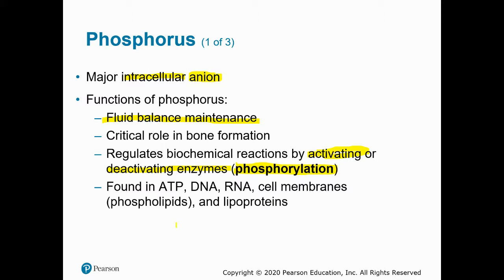And then we're also going to find phosphorus in adenosine triphosphate, ATP, our energy currency. DNA and RNA have phosphorus. Anywhere we have phospholipids, like our cell membranes, that's where we have phosphorus in the body.